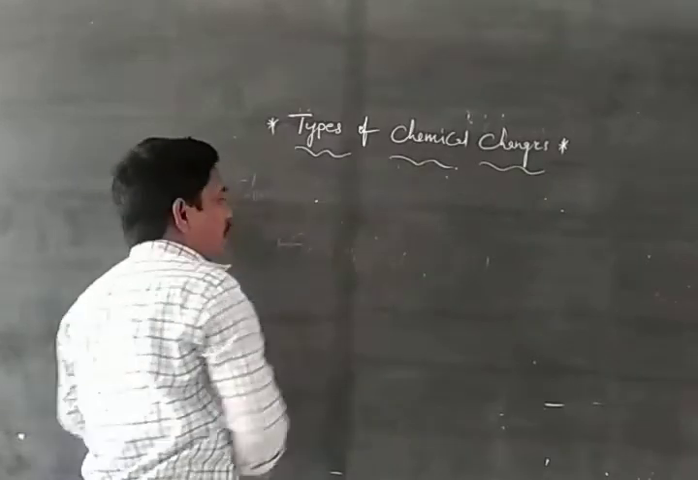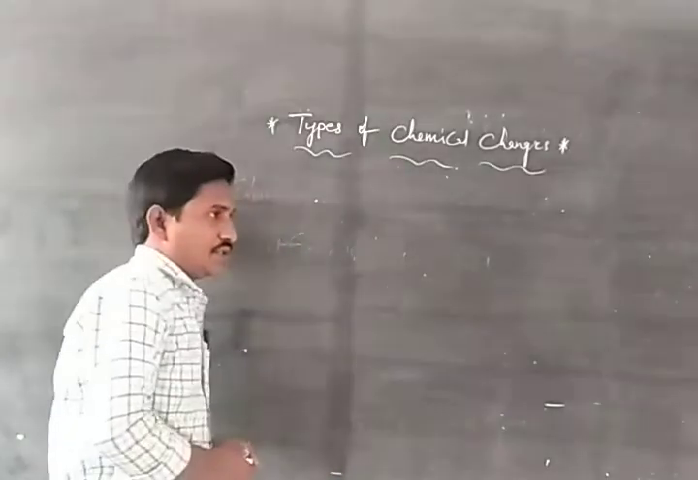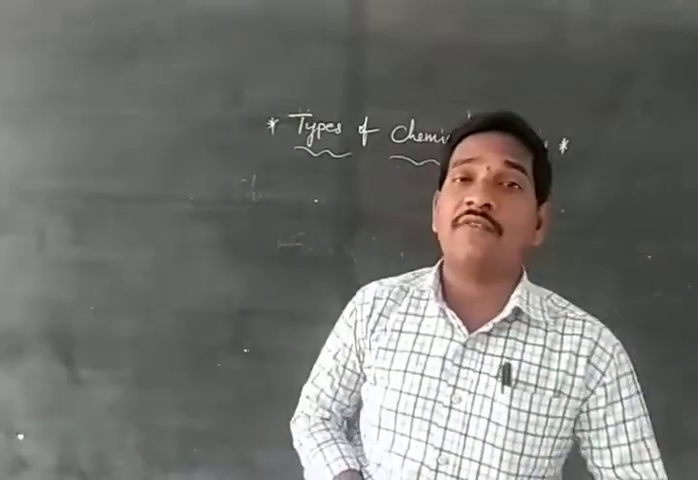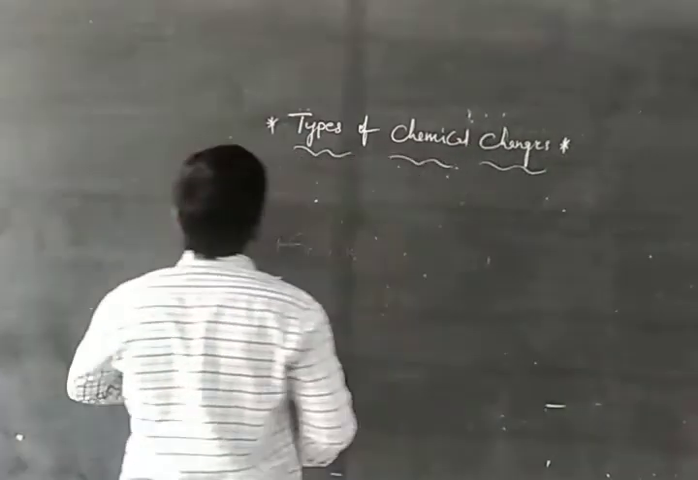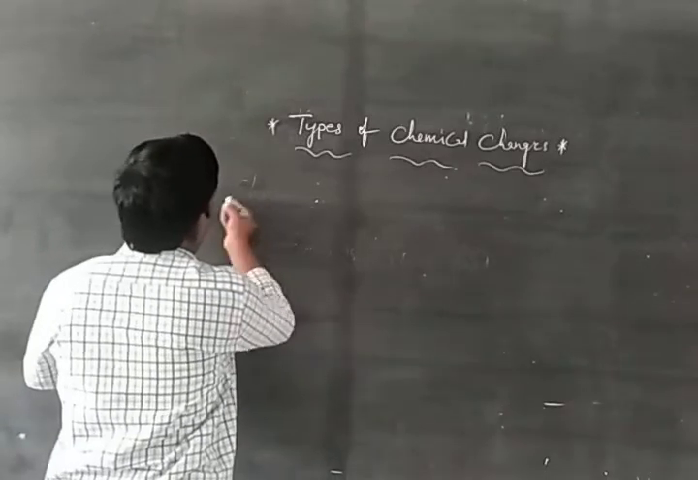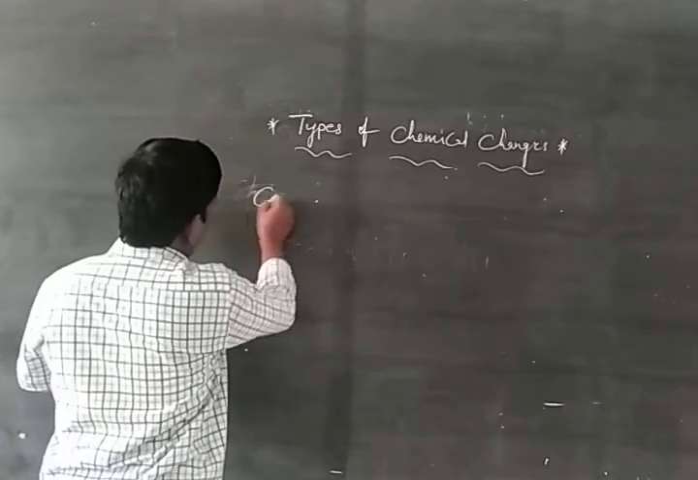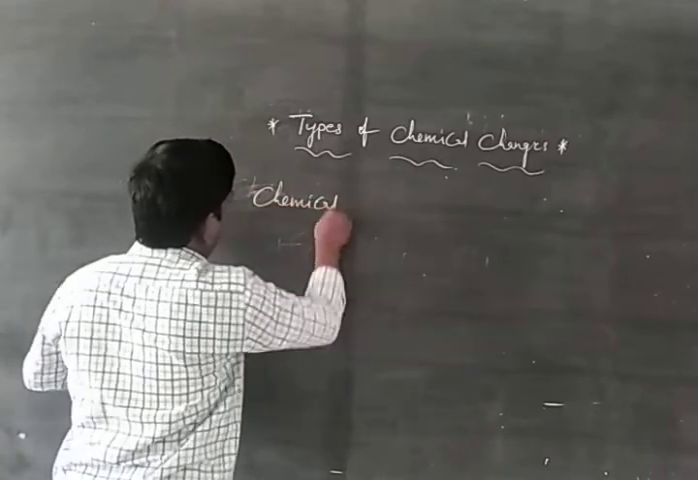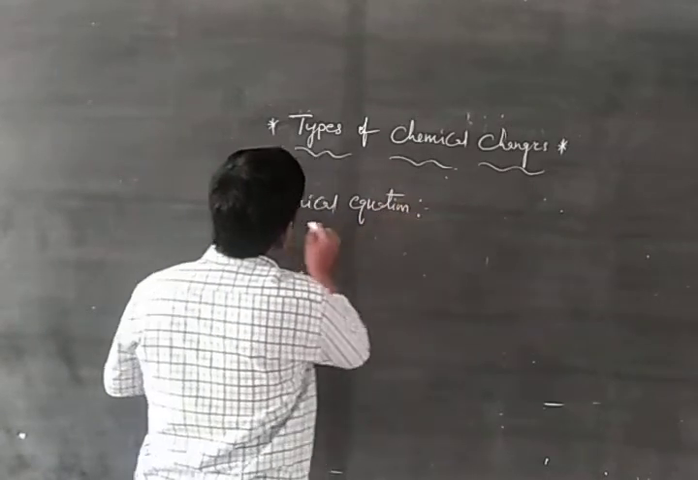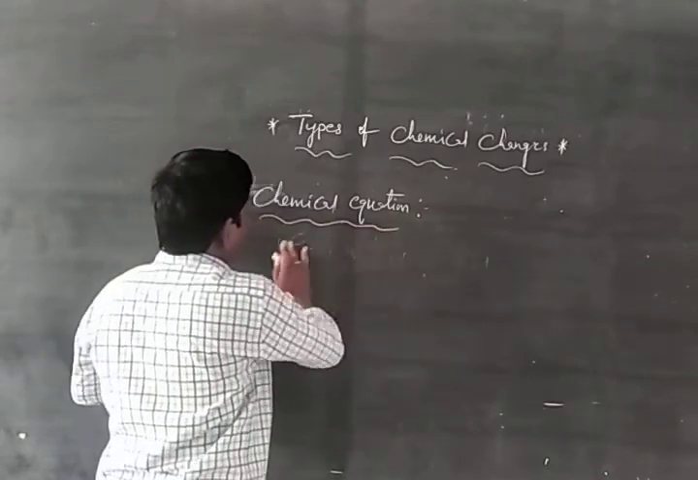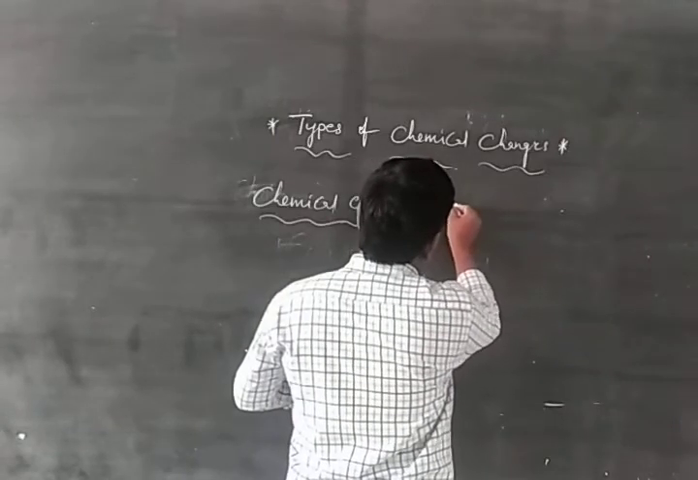Already you learned about elements and compounds, and also the symbols of elements and the formula of compounds. Now you should learn in this lesson the chemical equation. What is meant by chemical equation?